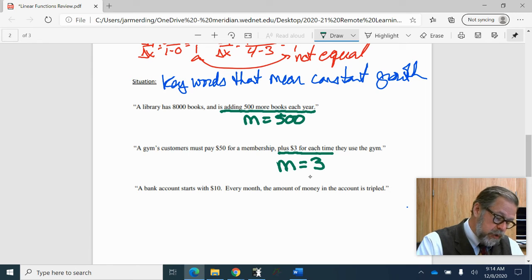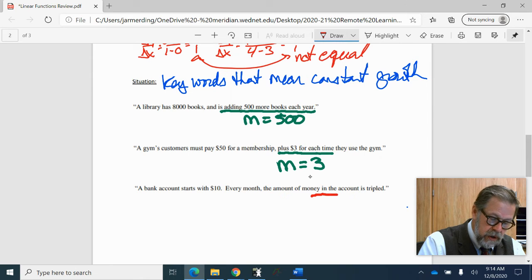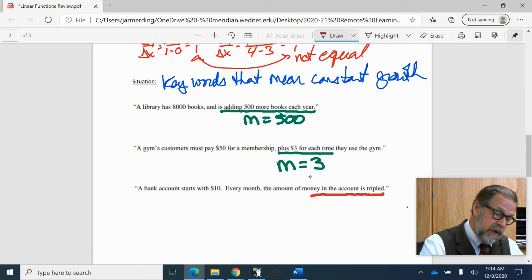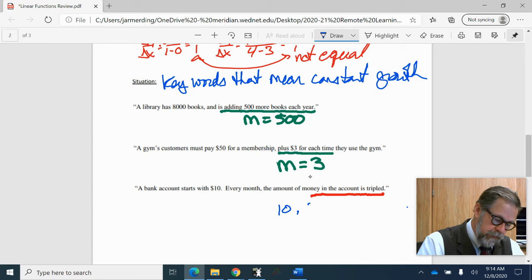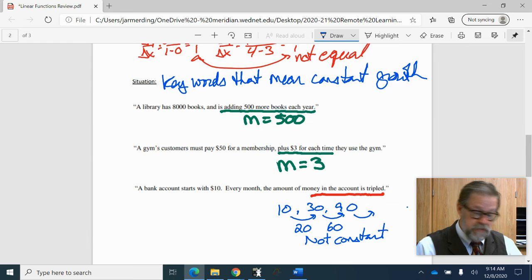A bank account starts with $10. Every month, the amount of money in the account is tripled. That is definitely not constant. Now, if you're stuck on that one, you're thinking, wow, tripled, let's think about that one. Well, make yourself a quick table of values. So what does the table of values look like? 10, 30, 90. Notice that this goes up by 20 the first month, this goes up by 60 the second month, and so on and so on. Not constant. So the first two are linear, the last one isn't.